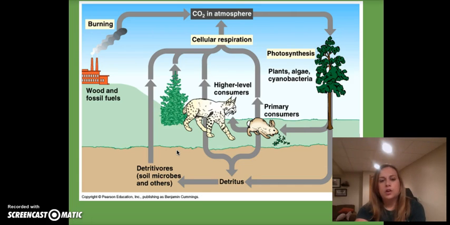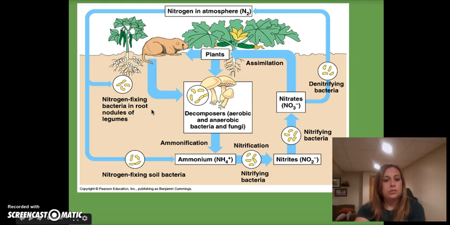Here you're looking at the carbon cycle. So if you were to start with carbon dioxide in the atmosphere, it's going to be taken in by plants through photosynthesis. Those plants could get eaten by primary consumers. Those primary consumers would then get eaten by higher level consumers. All animals and plants are eventually going to die, so then it gets recycled back into the soil so it can be used again.